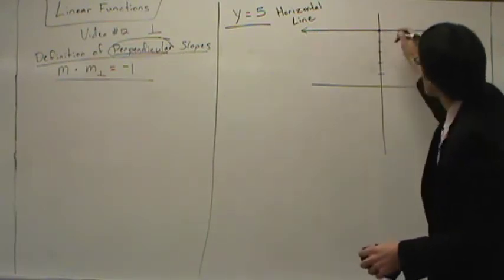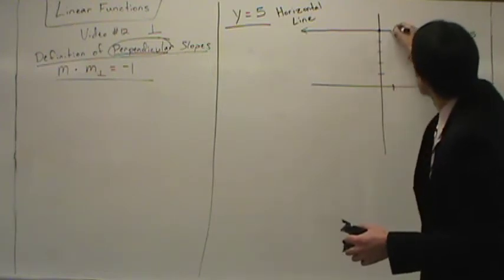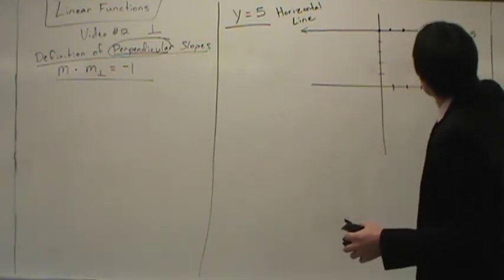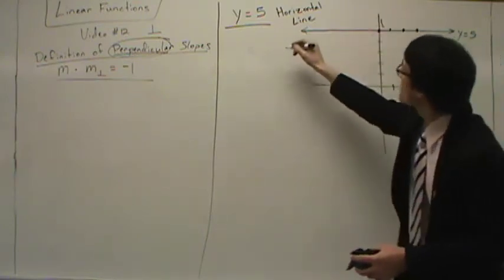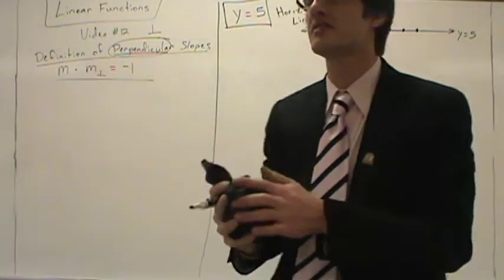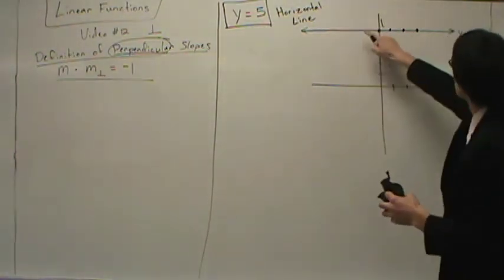And I want you to notice something about all the points that lie on this line. I want you to notice all the locations on this line. What this says is graph all points. y equals 5 means graph all points whose y values are 5. So let's look at the points that lie on this line.